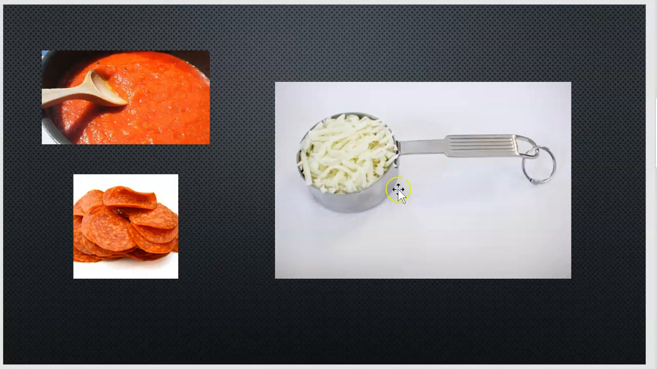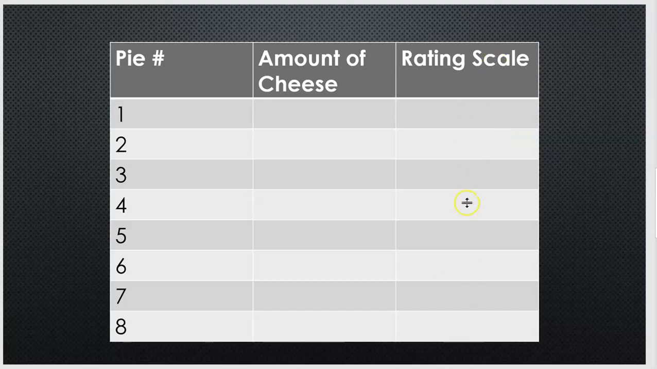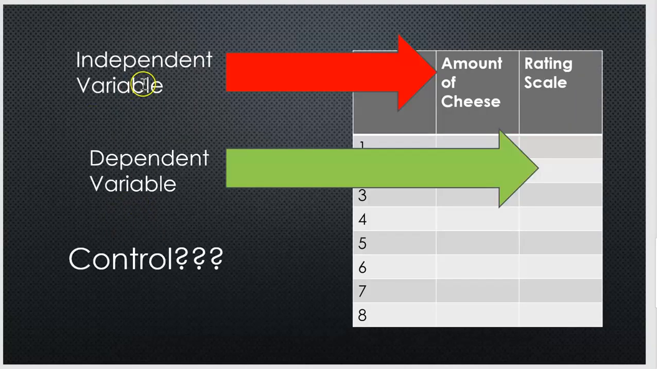So our test variable is this amount of cheese, independent variable, and our outcome variable is this rating scale that we had. So let's look at it again. Independent or test variable is the amount of cheese. The dependent variable or the outcome variable is our rating scale.